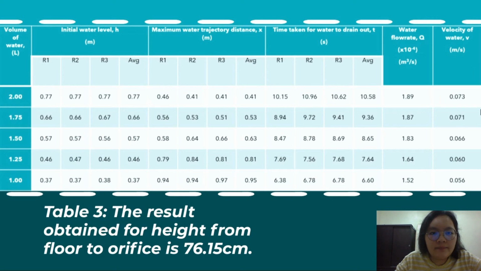From this reading, we can calculate the flow rate of water by using the volume of water divided by the time taken for water to drain out, while the velocity of water is calculated by using the initial water level divided by the time taken for water to drain out. The results have been shown in the table.